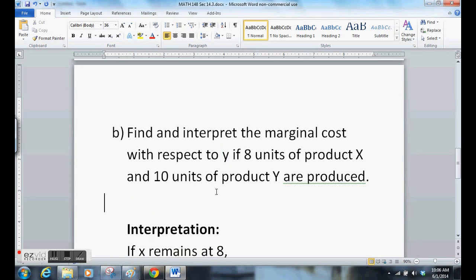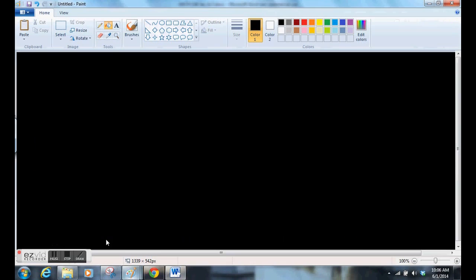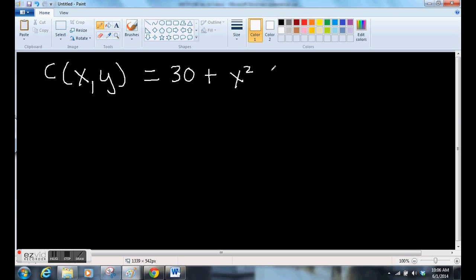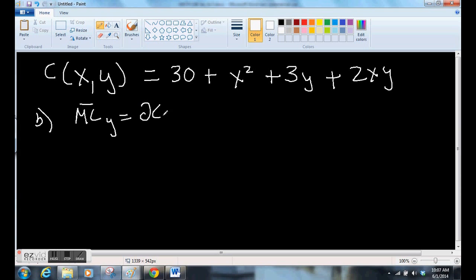So the difference now is find and interpret the marginal cost with respect to y. Are you seeing how this is going to be different? Are you thinking marginal cost with respect to y? Here's our cost function. C(x,y) is equal to 30 plus 3y plus 2xy. I'm just rewriting the function to have it down. So for part B, we want the marginal cost in terms of y, or you could think of that as dC/dy, the derivative of C in terms of y.